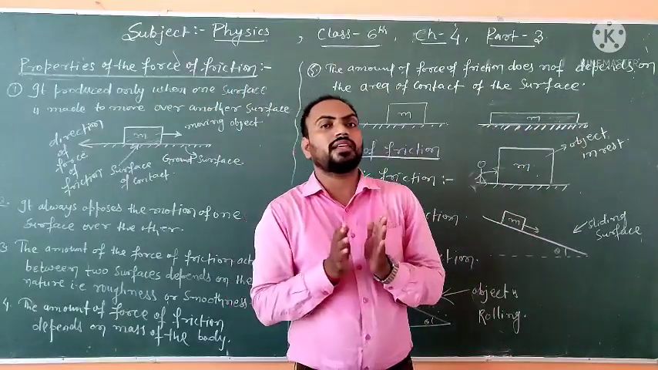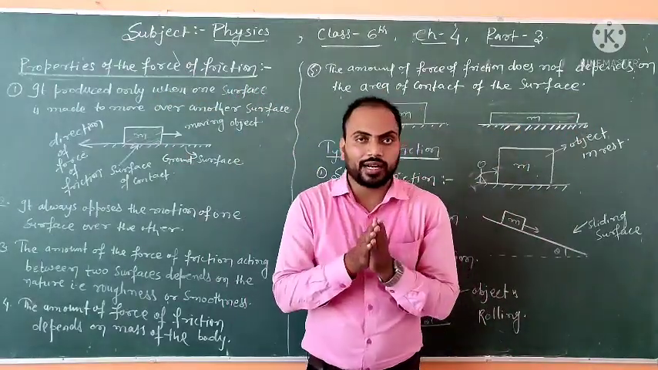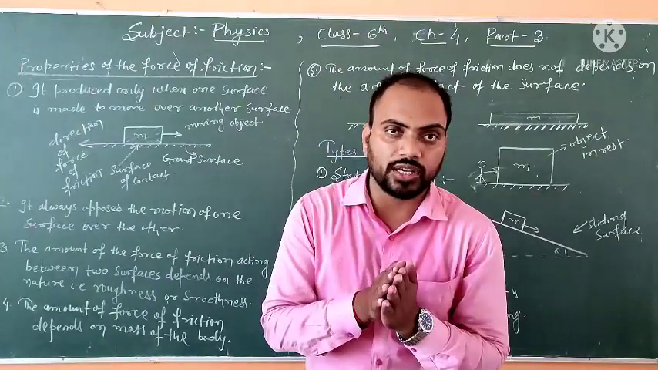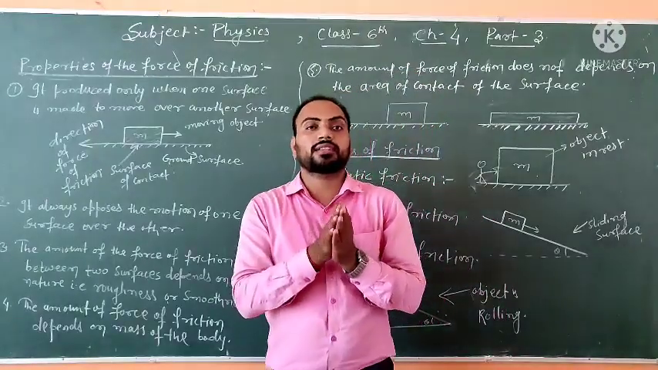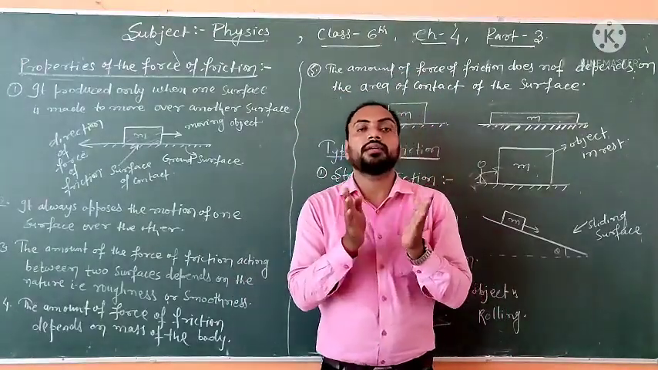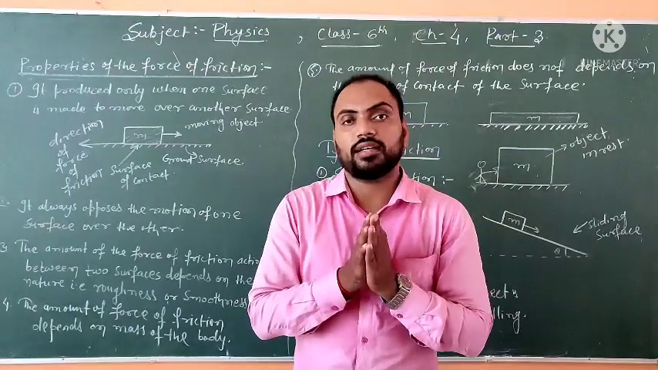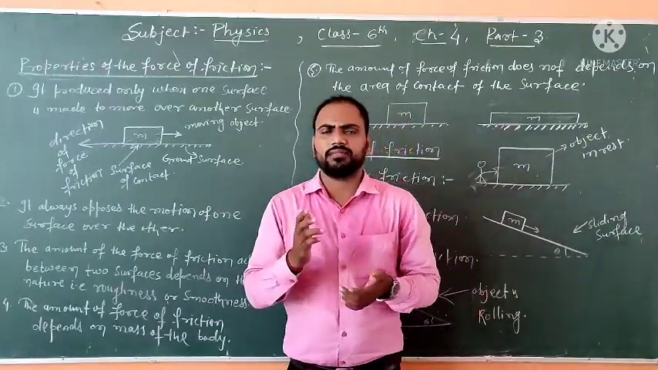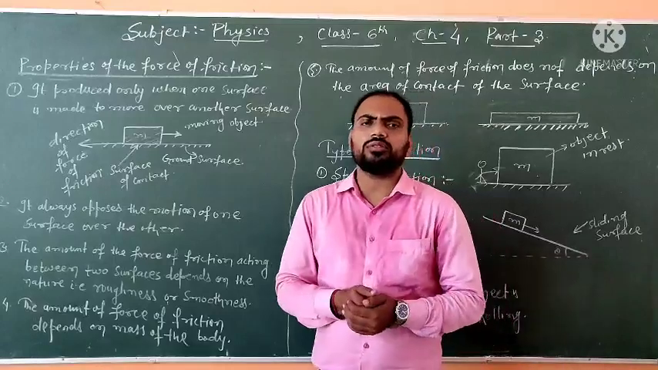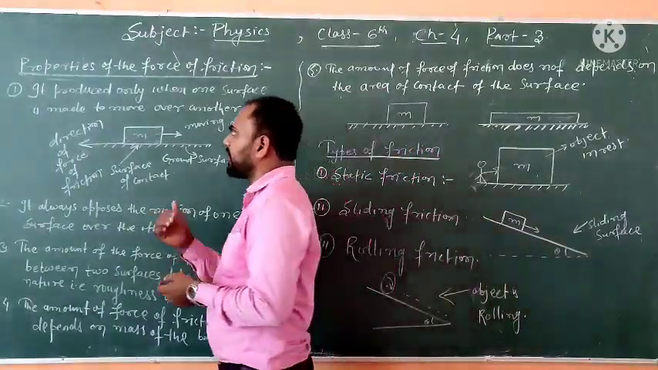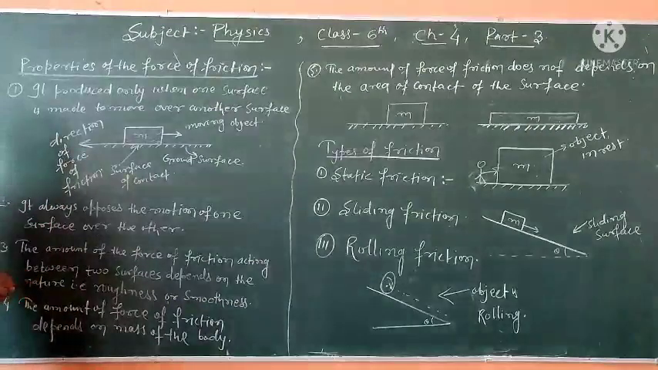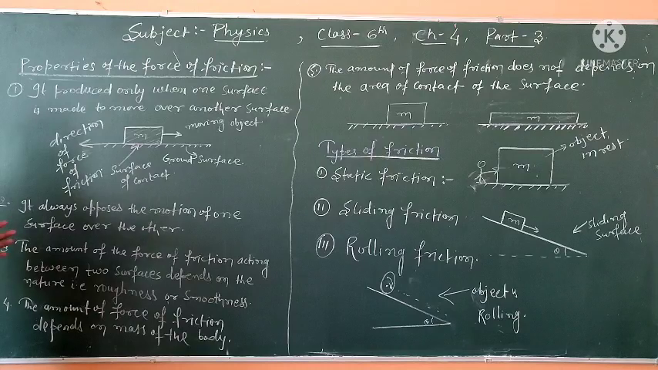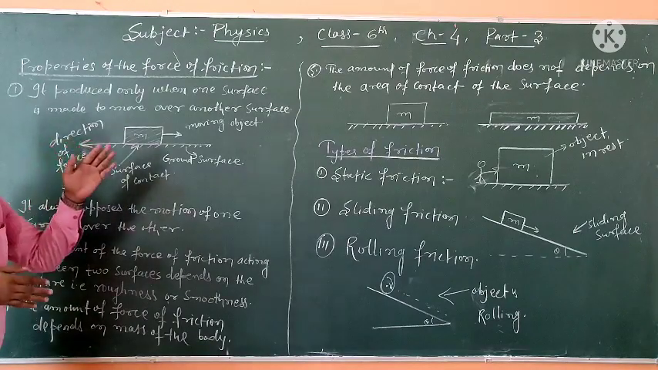It means when two bodies are in contact and one wants to slide, or some force is applied to slide, then friction will be exerted between the surfaces of the two bodies. Okay dear, in the last class we discussed it broadly. Now I am coming to the next point, that is properties of friction. It is produced only when one surface is made to move over the other surface.